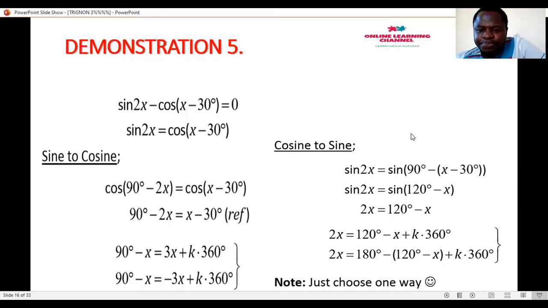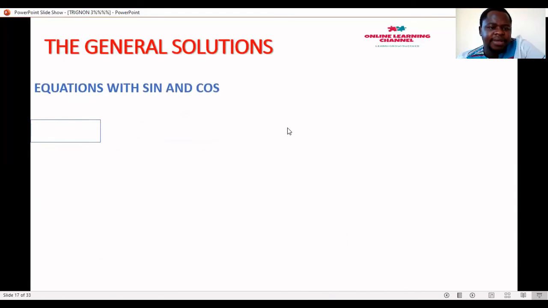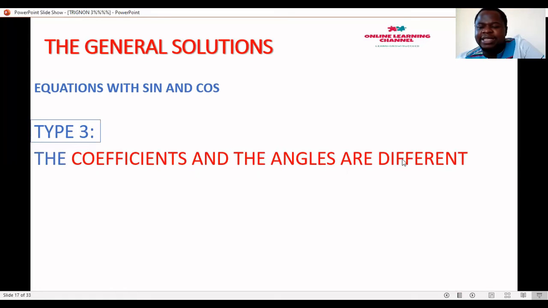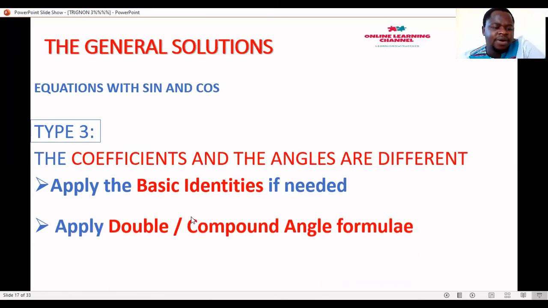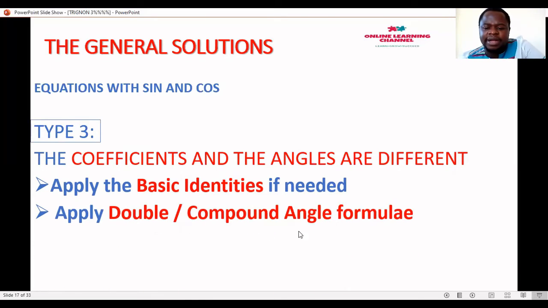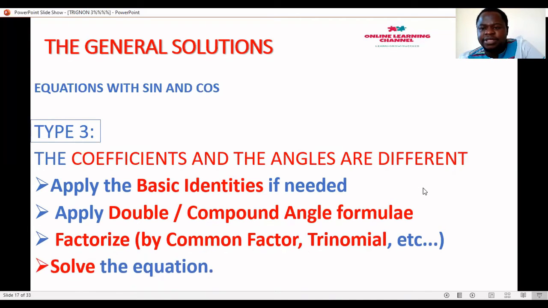So now, given that, we can look at type 3. So the coefficients and the angles are different, totally different. So now you apply the basic identities if needed, or you apply the double or compound angle formulas. So you factorize by taking out the common factor, trinomial, etc., and then you solve the equation.